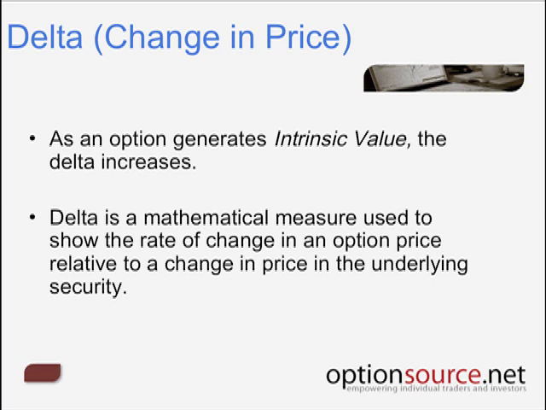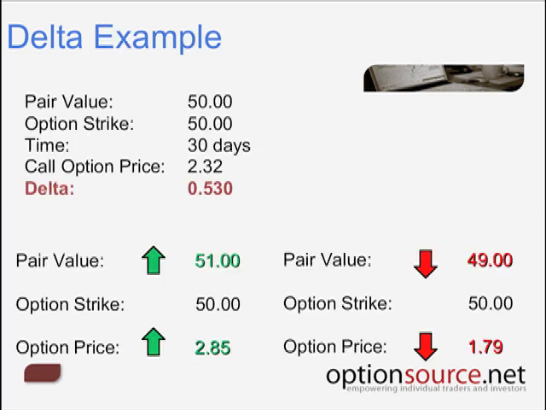So that is the Greek name for the influence that the underlying pair value is going to have on the actual premium itself. So one thing that we have to recognize is that as the option generates an intrinsic value, the delta increases. Now, the delta is the mathematical measure used to show the rate of change in an option price relative to the change in price in the underlying security. So, for example, we'll take a look at an example here.